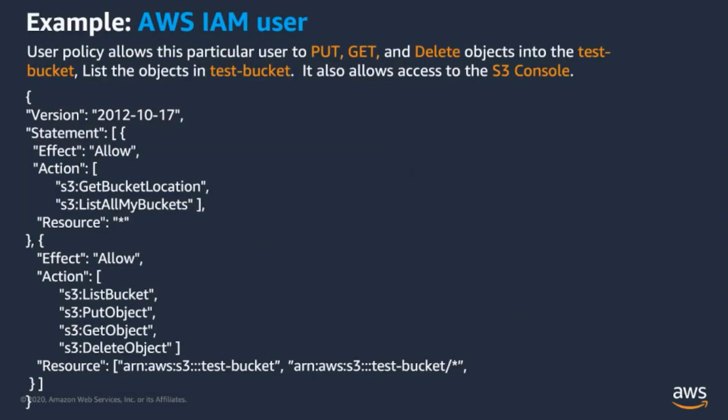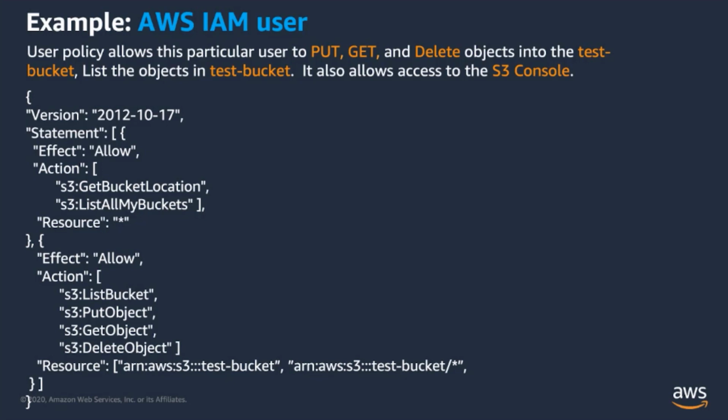Now we're going to look at a couple more IAM user examples, just to get you familiar with how this works. Here's a user policy that allows this particular user to put, get, and delete objects in the test-bucket, list objects in the test-bucket, and also allows access to the S3 console. Here we again have our version, and then we have statements. But this time we actually have two statements. That's how you would do multiple statements within the same policy.